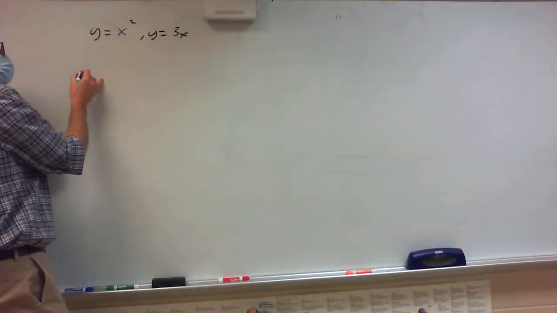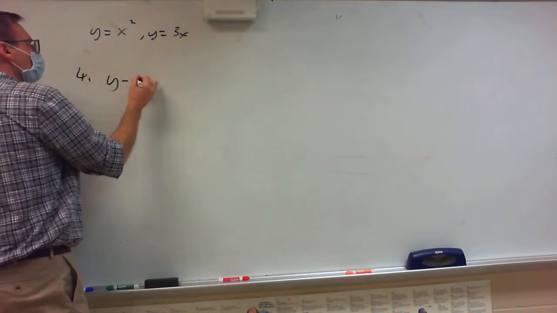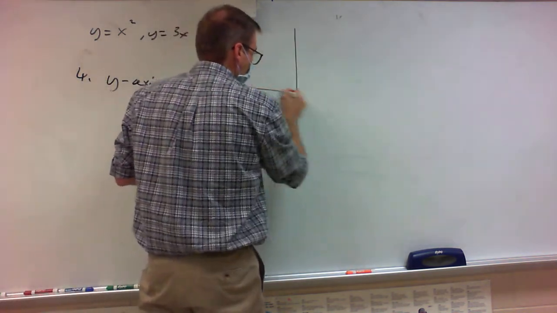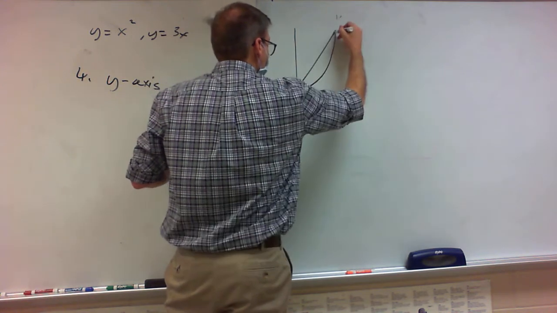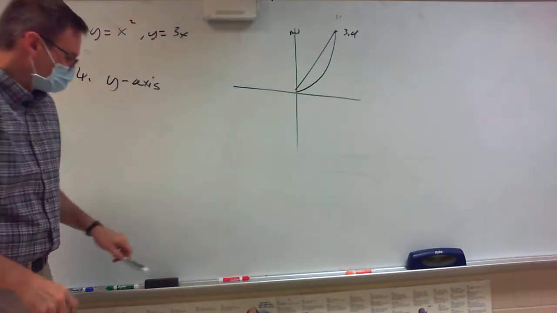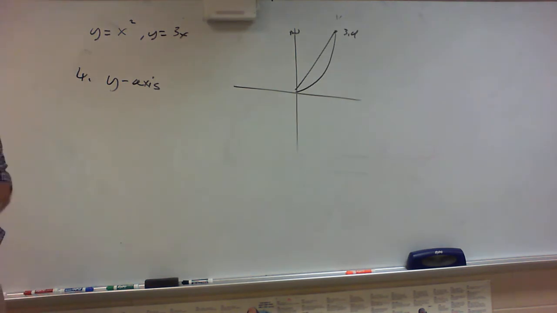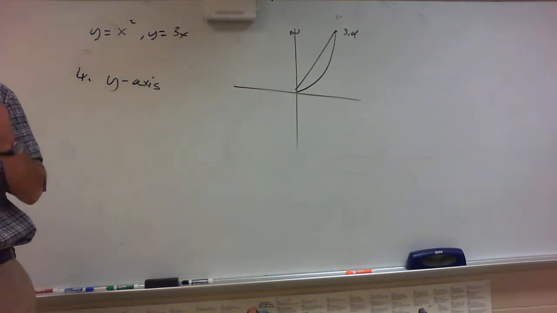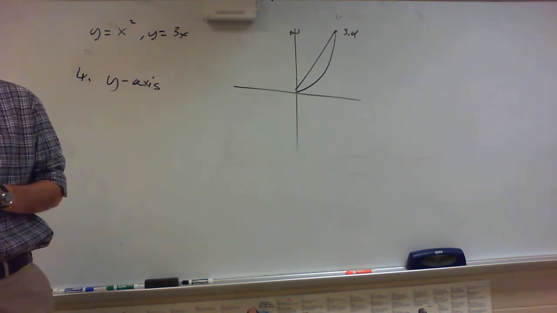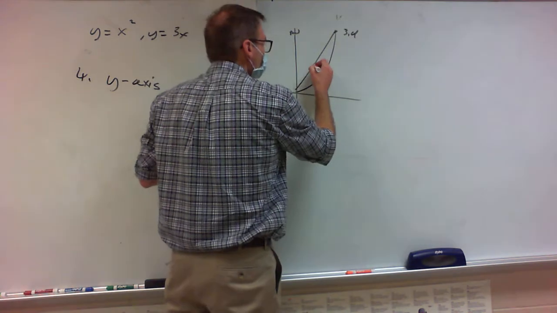So next, number 4. I want to revolve this around the y-axis. And so here's our picture. If I'm revolving it around the y-axis, is it a vertical rectangle or a horizontal rectangle? Horizontal, because your rectangles have to be perpendicular to whatever your axis of rotation. So I draw a horizontal rectangle.